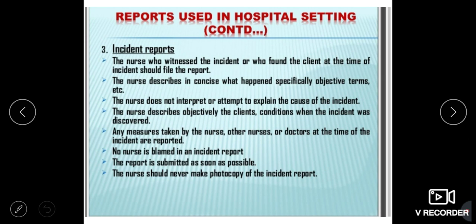This is an incident report. The nurse who witnessed the incident or who found the client at the time of the incident should file the report. The nurse describes concisely what happened, especially objective times. The nurse should not interpret or attempt to explain the cause of the incident. The nurse describes objectively the client condition when the incident was discovered. No nurse is blamed in an incident report. The report is submitted as soon as possible. The nurse should never make a photocopy of an incident report.